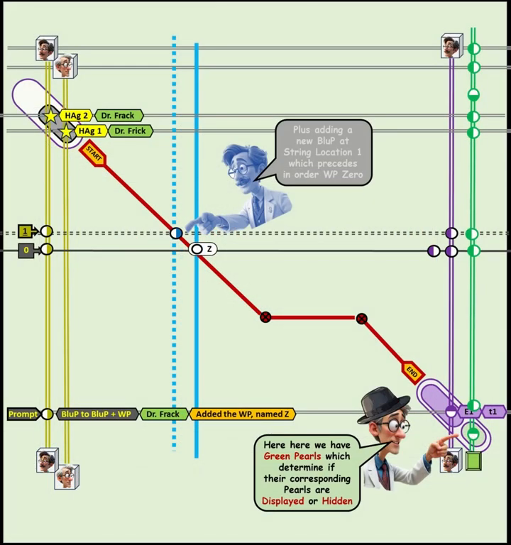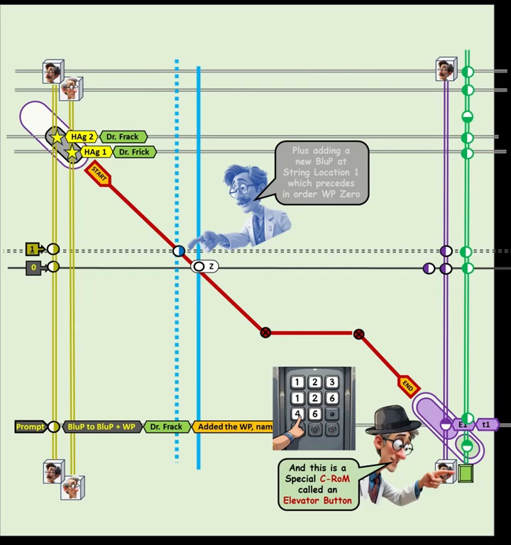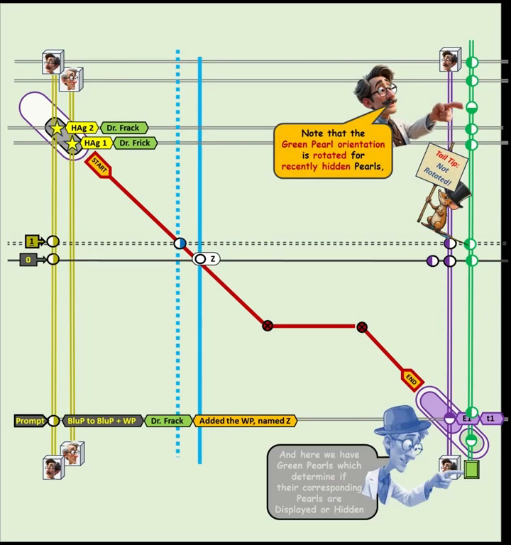Asking questions is one of your jobs as narrator, so no need to apologize for if I, myself, may further complicate matters. Here, as one can see, we have, in addition to all the others, green pearls, which determine if their corresponding pearls, whatever their color, are displayed or hidden. And this is a special CROM, called an elevator button. Note that the green pearl orientation is rotated for recently hidden pearls, but not for the other green pearls that denote what pearls are still being displayed, as Little Mouse is pointing out with his tail tip.